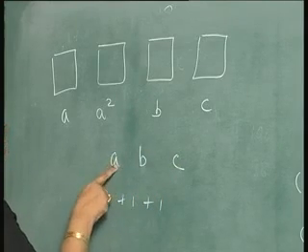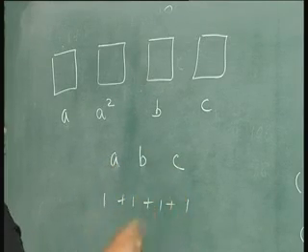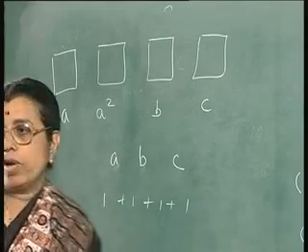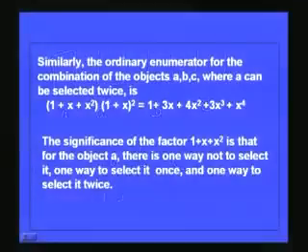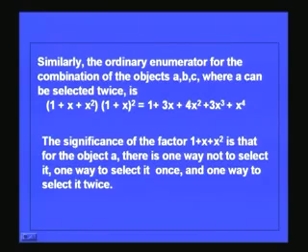The significance of the factor 1 plus x squared is that for the object A, there is one way not to select it, one way to select it once, and there is one way to select it twice. That is what is meant by this expression 1 plus x squared.